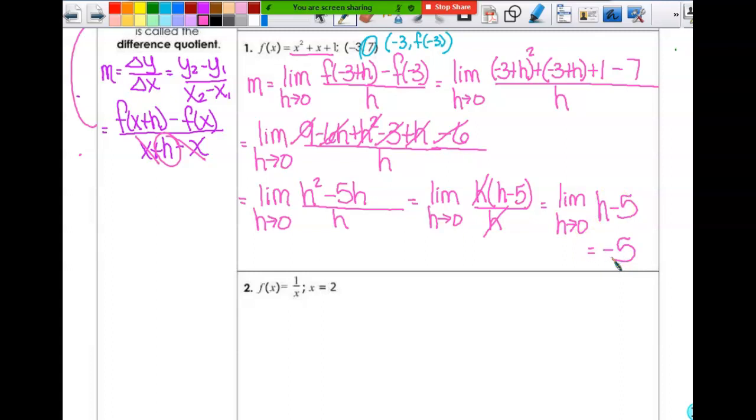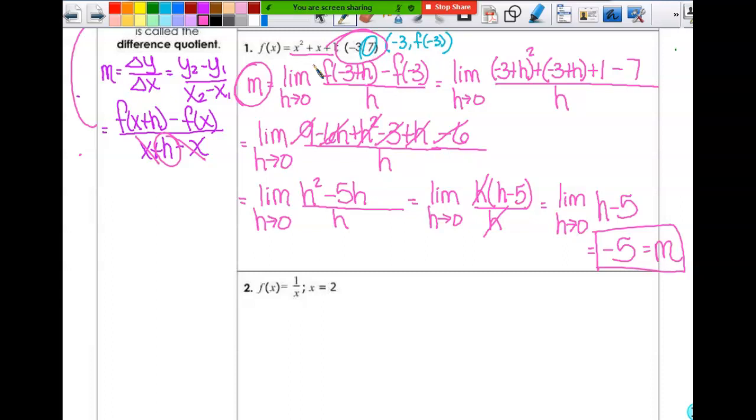And that equals, back up here, notice the slope was equal to all that limit stuff. This is the slope of the line tangent to the curve at this point right here. That's your slope. What questions do we have? Anything? Okay.